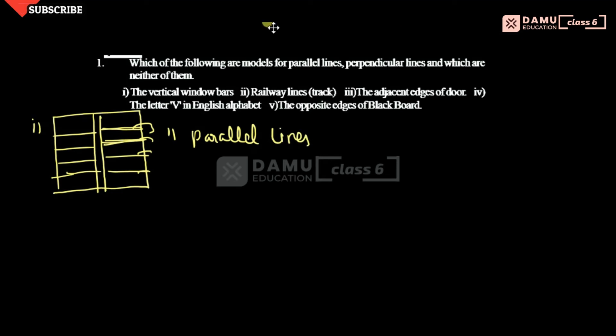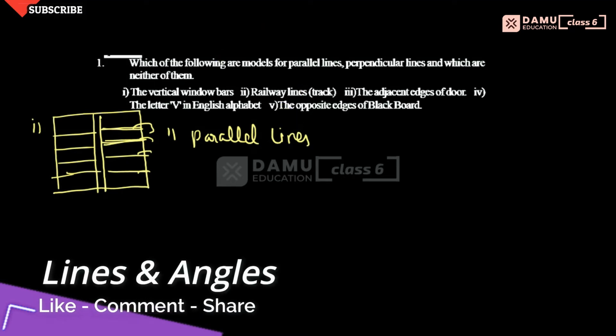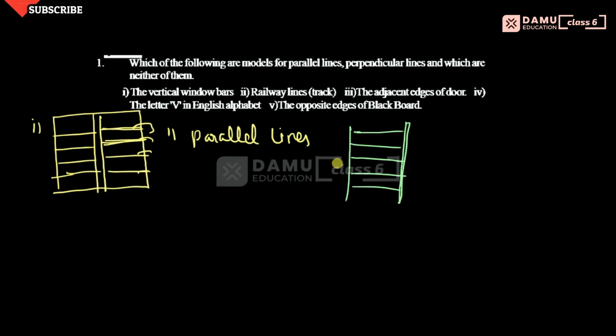Next one, railway track. So let's take track will be like this. So you'll have railway track like this. Then in this railway track, these are all parallel lines. So all these lines are parallel lines. Next one, the adjacent edges of the door.